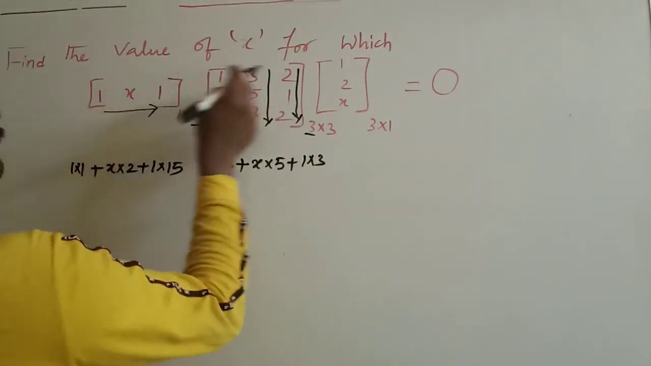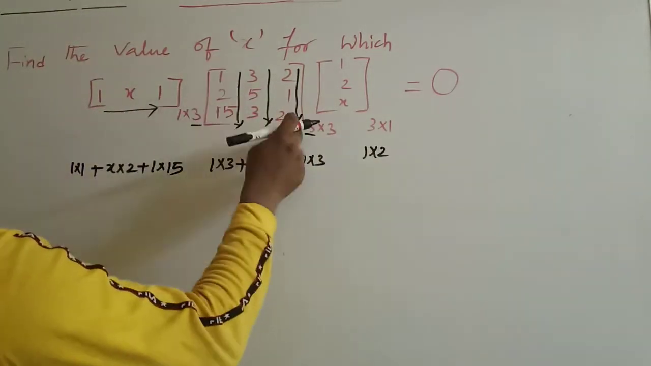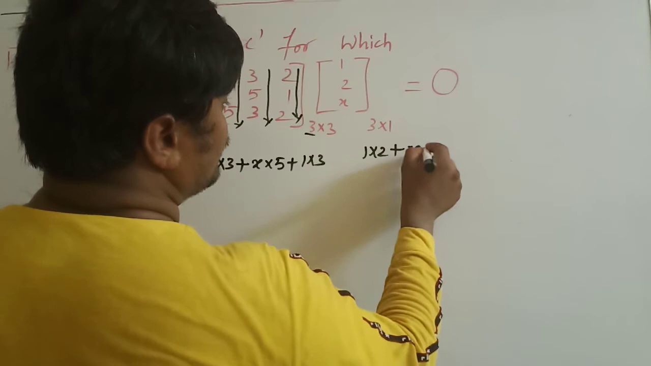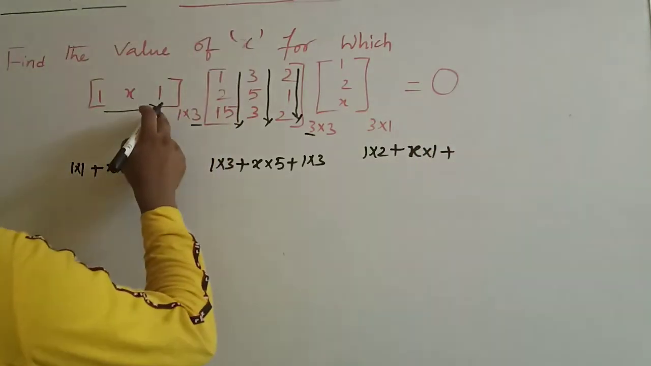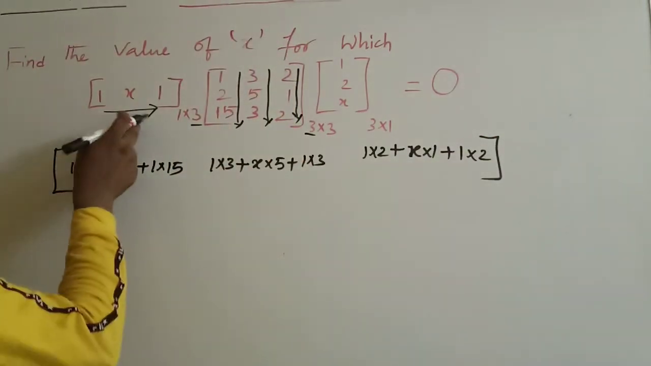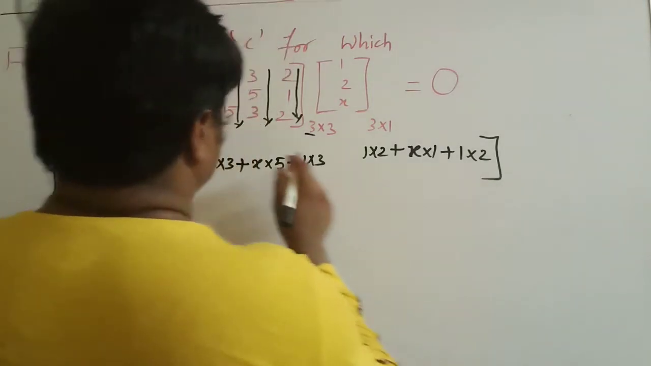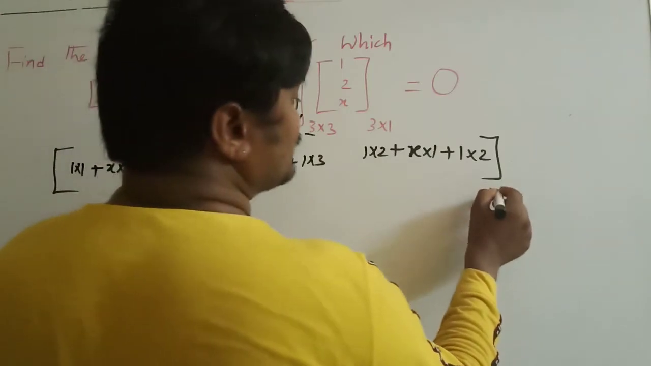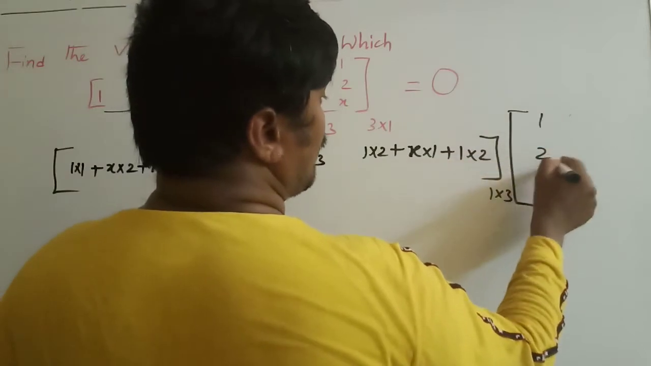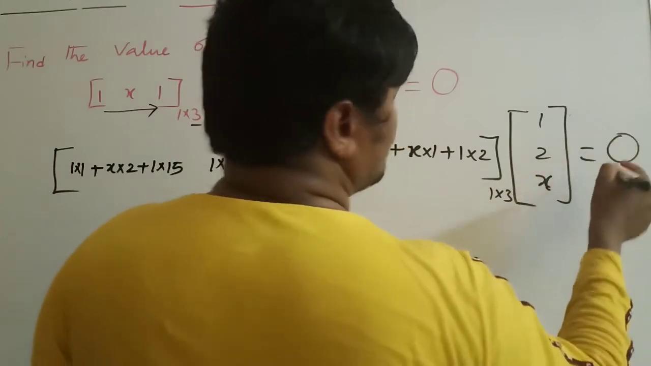So next, for the third element, it is 1 into 2: first row multiplied with the third column. Then x into 1, which is nothing but x, plus 1 into 2. So you got no other row here, so this much is completed. You got a result as a 1 by 3 matrix, and that is multiplied with 1, 2, x, and that is equal to O, which is nothing but the 0 matrix.